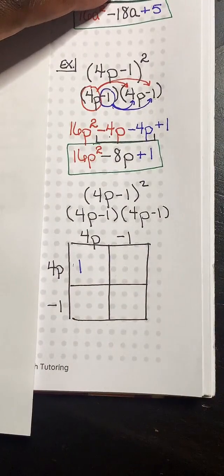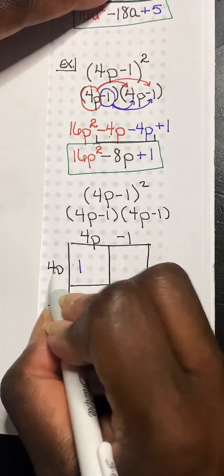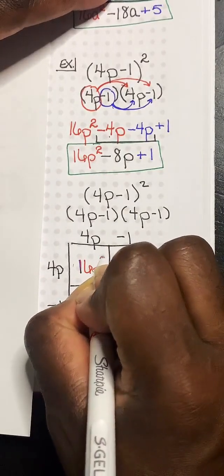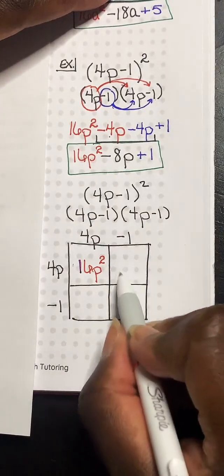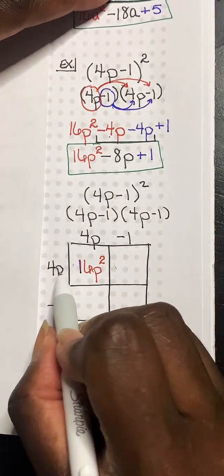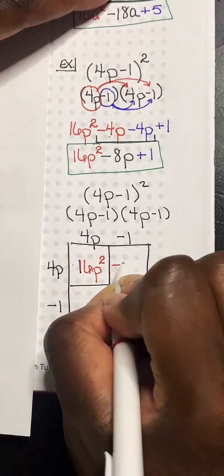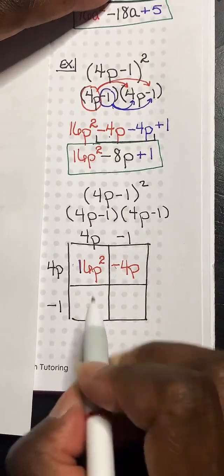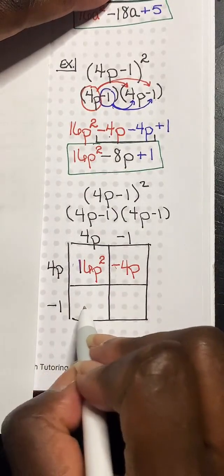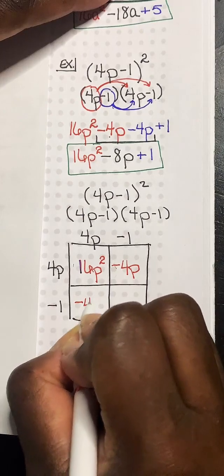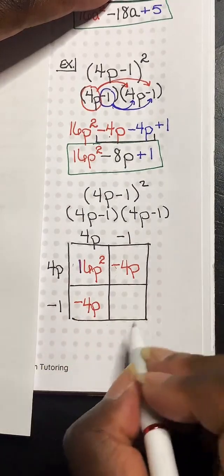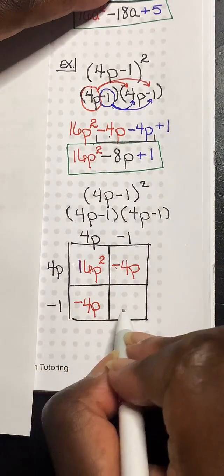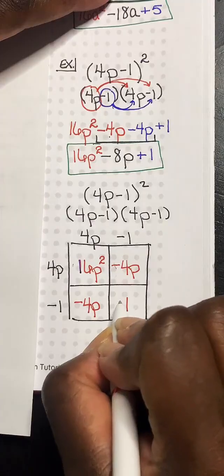Again, here to fill the boxes. To fill this box, we got 4p times 4p, which gives us 16p squared. To fill this box, -1 times 4p, which gives me -4p. To fill this box is 4p times -1, that's a -4p. And to fill this box, you do -1 times -1. That gives me a +1.